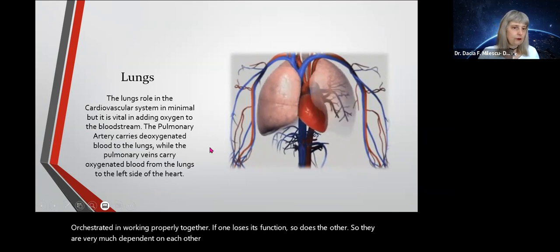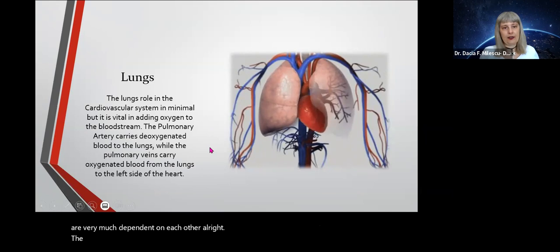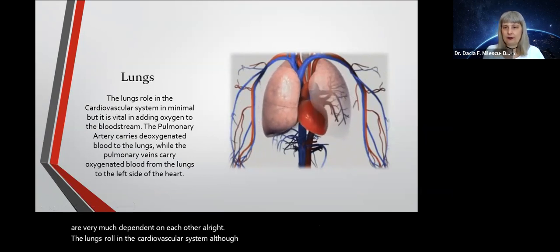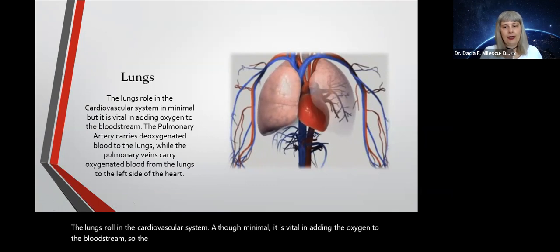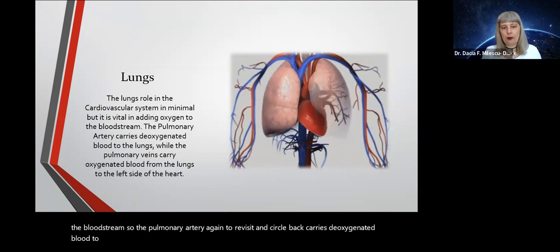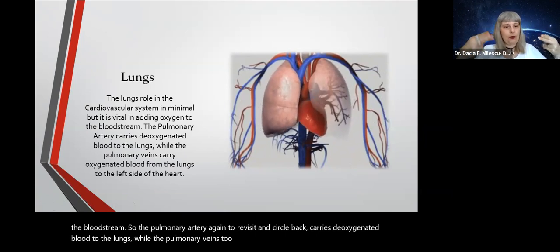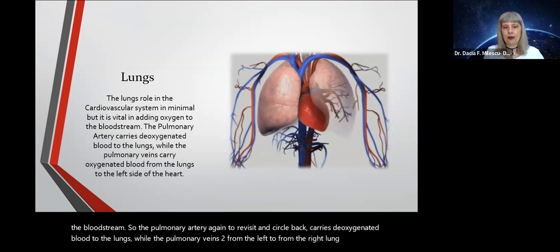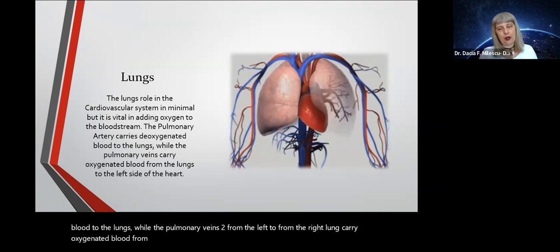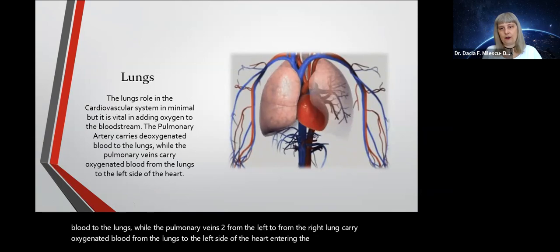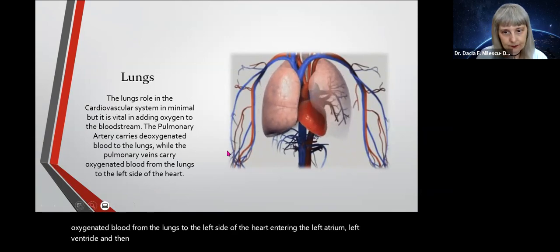All right. The lungs' role in the cardiovascular system, although minimal, is vital in adding the oxygen to the bloodstream. So the pulmonary artery, again, to revisit and circle back, carries deoxygenated blood to the lungs, while the pulmonary veins, 2 from the left, 2 from the right lung, carry oxygenated blood from the lungs to the left side of the heart, entering the left atrium, left ventricle, and then eventually the aorta.